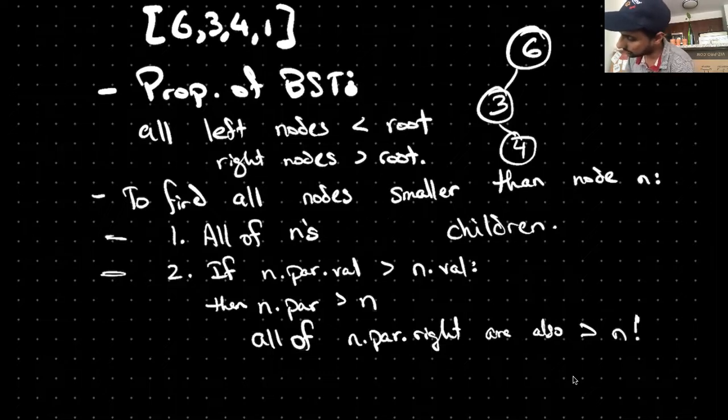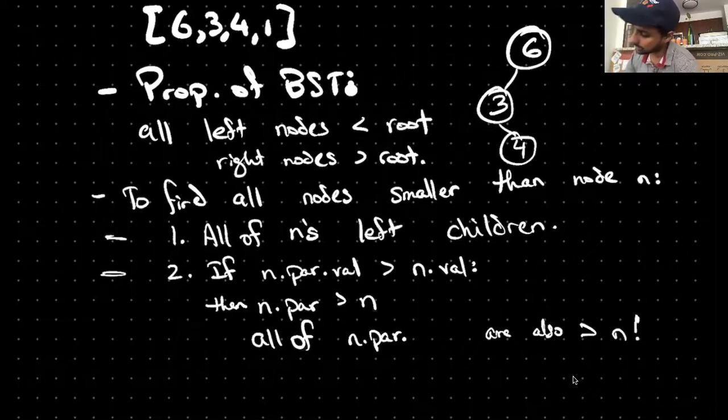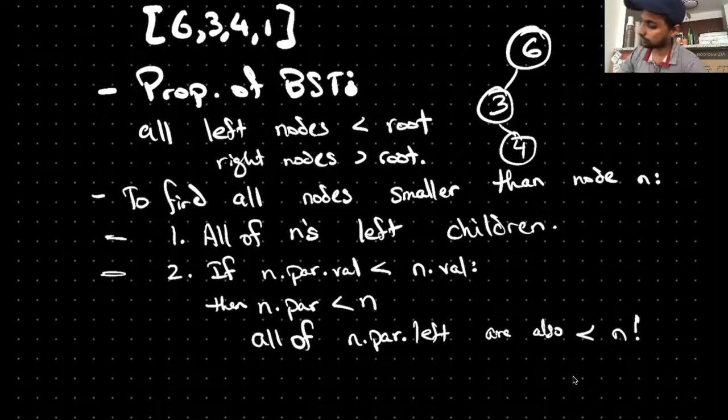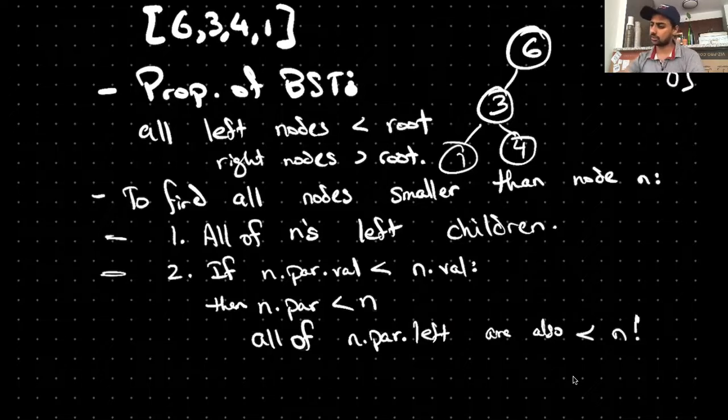So I'm going to change all of these. We're going to go back here and say all of n's left children. And then we're going to say down here, these should be left as well. Cool. So if we put a 4 here, then we say the parent is less than n.val. So then all of n.parent.left are also less than n. So here we're going to have a 1. And then we add a 1 here. And then again, the parent is actually greater this time. So we're going to have a 0. So this isn't what we want. We don't want 0, 0, 1, 0.